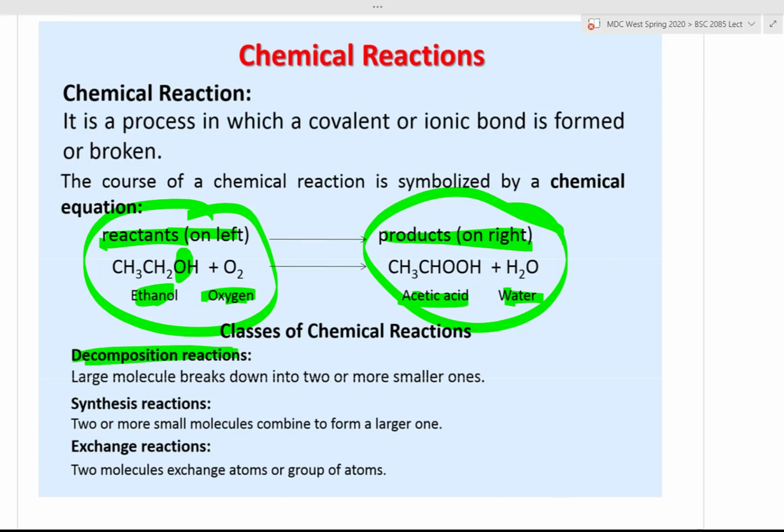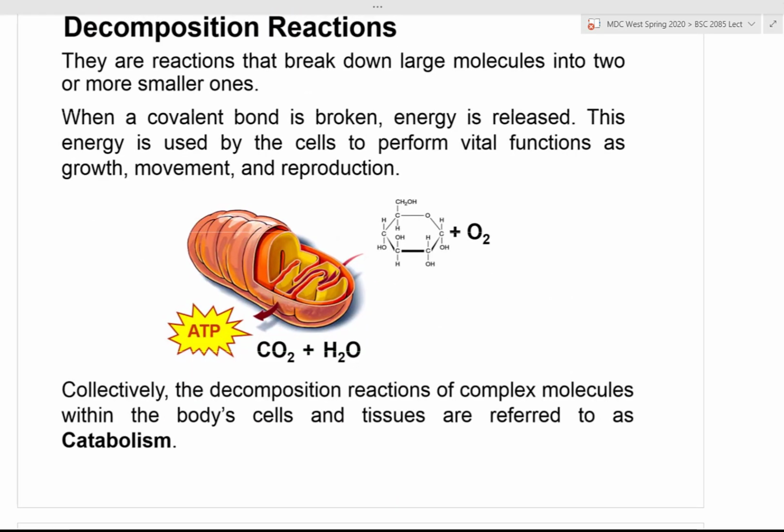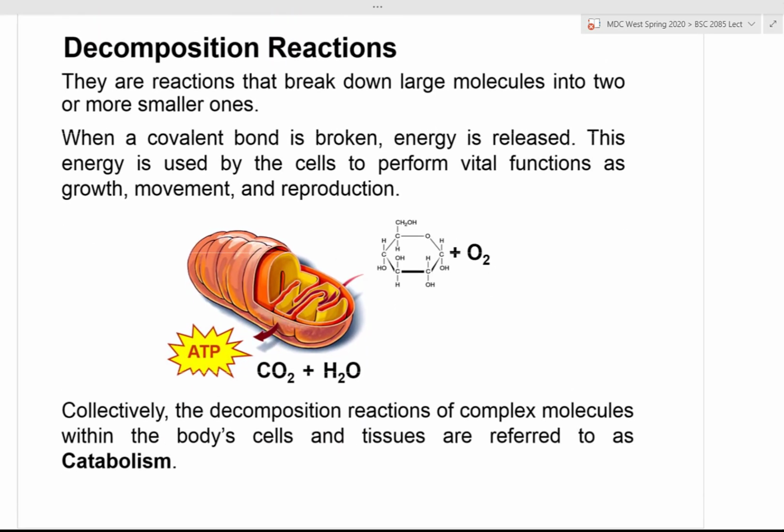So a decomposition reaction, what do you do? You get a large molecule and you break it down into what? Two or more smaller ones. Correct? Now, a synthesis reaction, you get small molecules and you combine them and you make a larger molecule. And then you have an exchange reaction, which is two molecules, right? Exchange, and they create a group of atoms. So I'm going to give you an example of those things. When you decompose a reaction, well, decomposition reactions, this is the example of creating what?